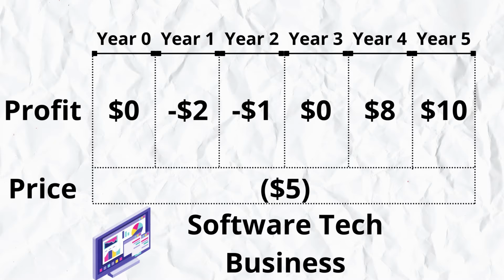Now, let's take a look at another example. You are given a choice to buy a software tech business, a sexy business, with expected annual profit that looks like this. Year 1, $2 of losses. Year 2, $1 of loss. Year 3, 0 profit. Year 4, $8 profit. Year 5, $10 profit. And you are given a choice to buy this tech business at $5 today. Would you take it?